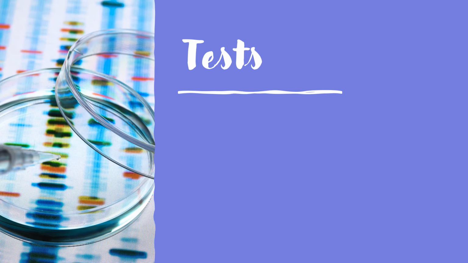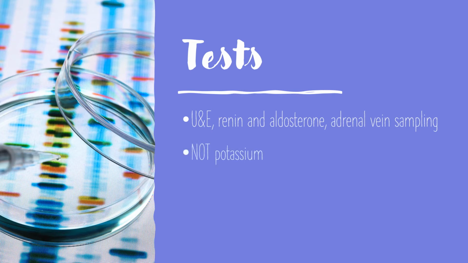If you're thinking that a patient may have primary hyperaldosteronism, you're going to want to do some urinalysis, renin and aldosterone tests, as well as some adrenal vein sampling. So this is when you take blood samples in order to compare the amount of hormones made by each adrenal gland. Although these patients are often hypokalemic, you don't use potassium values to diagnose this disease, as it isn't always raised or low.